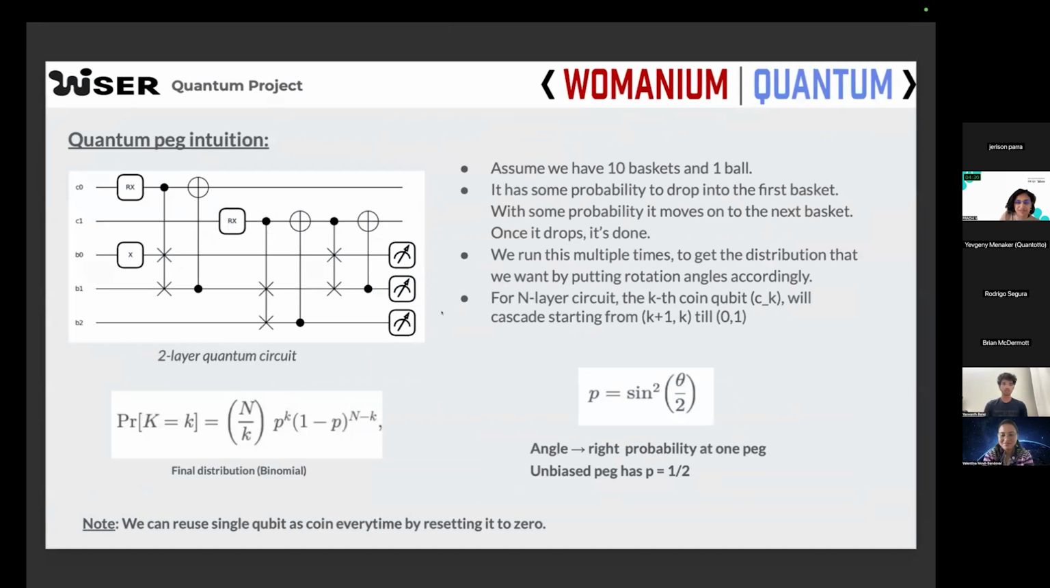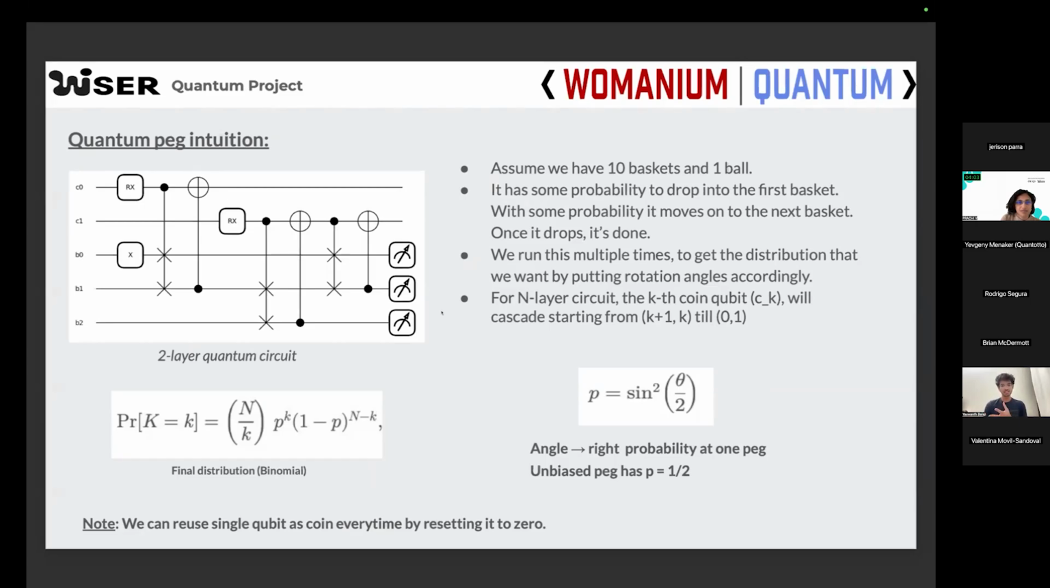Talking about the quantum peg, we can understand it in an intuitive way: there are some n baskets and we have a ball going through all the baskets. At each basket, the probability of it falling into the basket is P, and with the rest of the probability, it moves into the next basket. That is a very easy way to understand, and we need to simulate it in such a way that it keeps on going for n layers, and we run it multiple times and get the probability distribution.